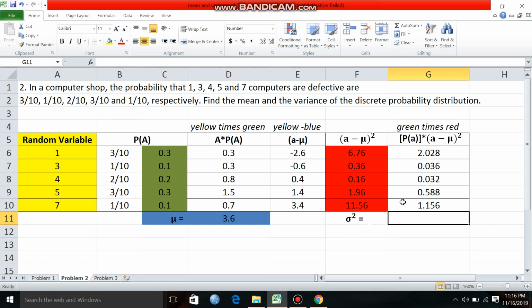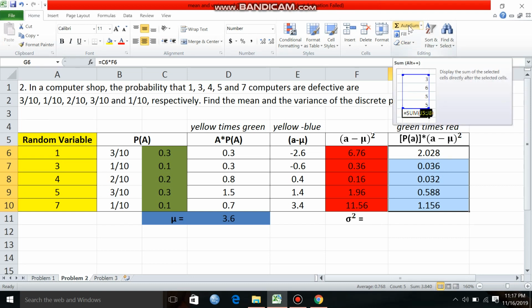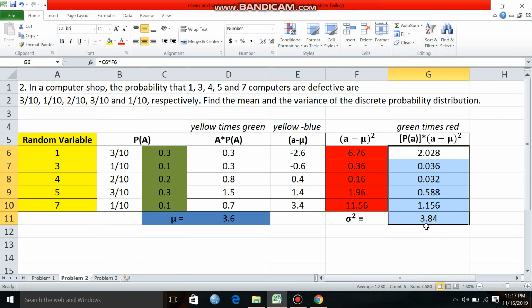And finally, to determine the variance, we need to add these numbers. If you add these using Excel, the variance is 3.84. So the mean and the variance of this discrete probability distribution are 3.6 and 3.84. That's how you solve for the mean and the variance of a discrete probability distribution if the probabilities of the random variables are not the same, or are different.